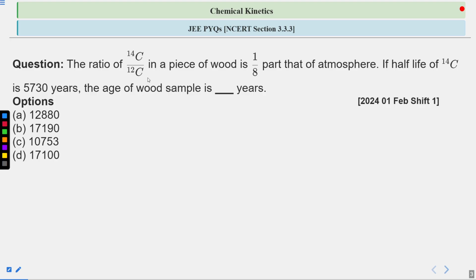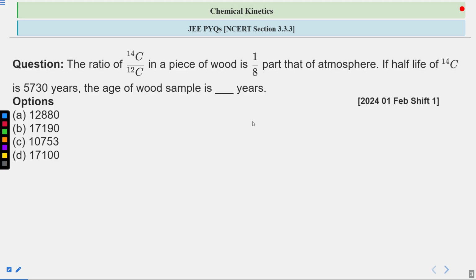So the ratio of these two isotopes in a piece of wood is 1/8 part of that in the atmosphere. That means whatever the value of this ratio is in the atmosphere, this ratio in the wood has 1/8 of that value. This is what the question is telling us. Now, the half-life of 14C, that is the carbon atom with atomic mass 14, is given as 5,730 years. You have to tell the age of the wood sample in years.